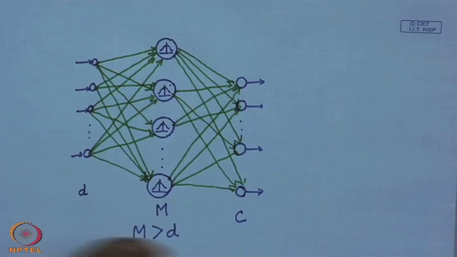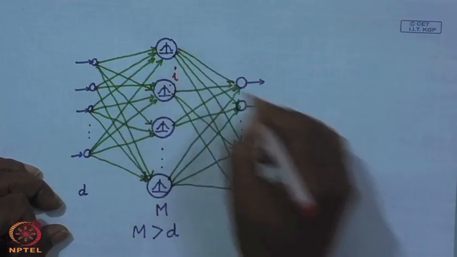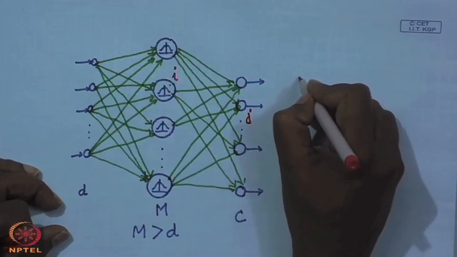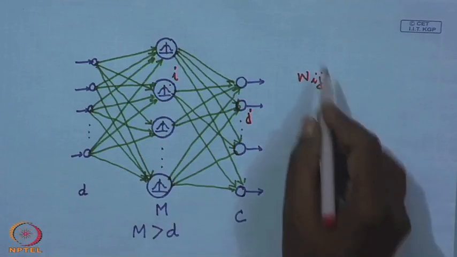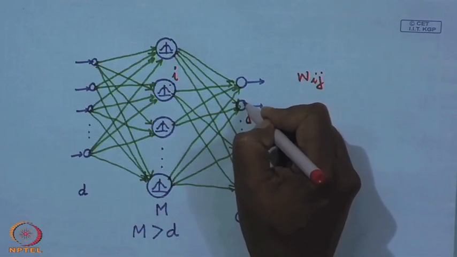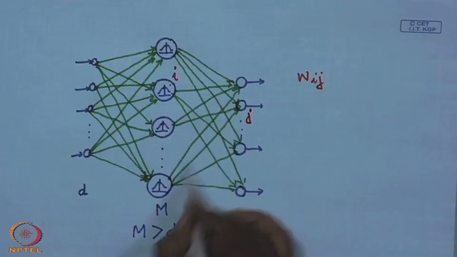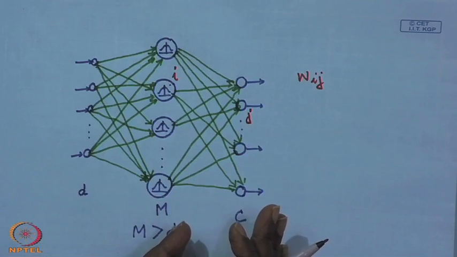Where we can say that every ith node in the hidden layer is connected to the jth node in the output layer through a connection weight which is equal to W_ij. So, because of this, every node in the output layer computes a linear combination of the outputs of the hidden layer, and based on the value of this linear combination, the output layer nodes decide to which class the input vector should be classified.